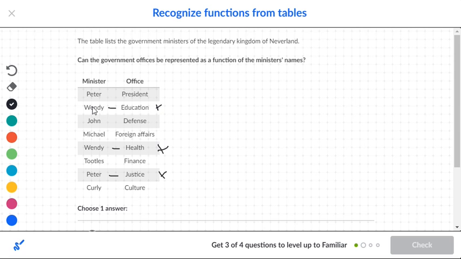So again, you can't repeat what's in front here. Wendy can't be here and can't be there. And Peter, which is here, can't be repeated again here. If Peter comes up, it's got to be president again. If Wendy comes up, it's got to be education. You can't turn around and give Wendy another office. So the y with the x cannot be repeated there. So this one would definitely be no.